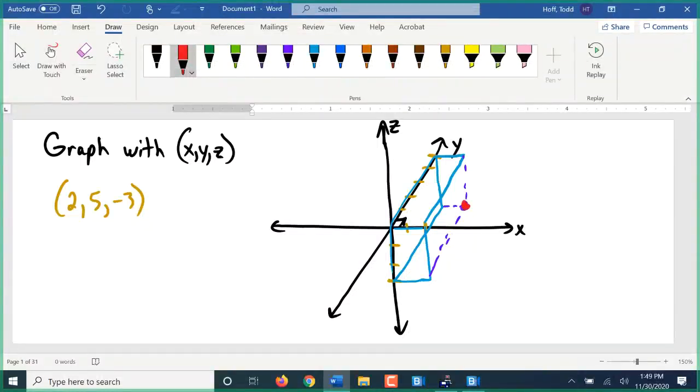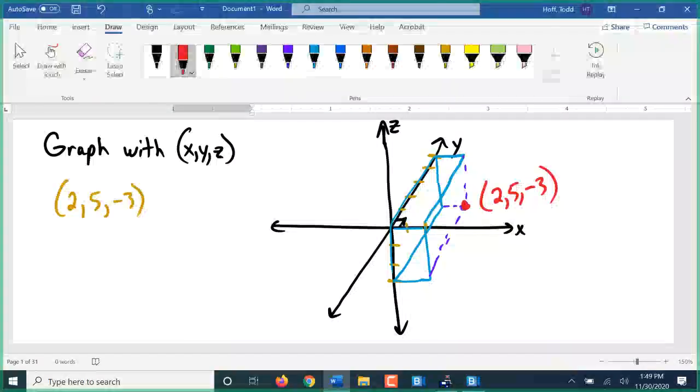That 8th corner of my box is the point x equals 2, y equals 5, z equals -3. So just graphing a single point on a 3-dimensional graph is really a pain and very cluttered. Without this wire-framed box there, I wouldn't have any clue where that point was and what it represented.